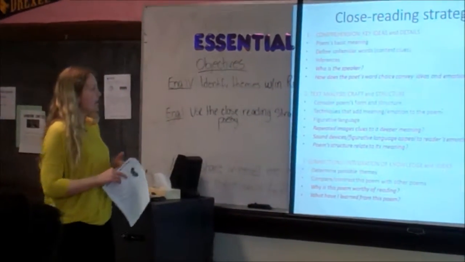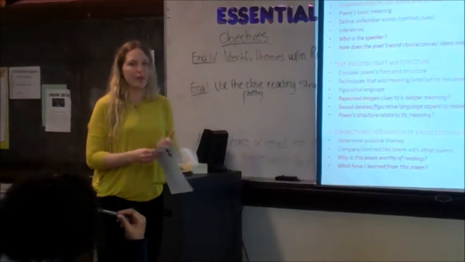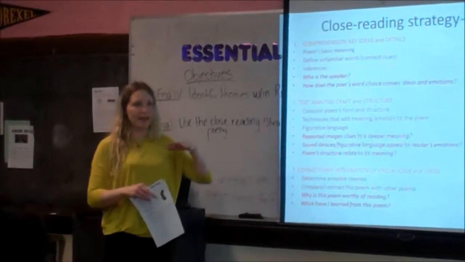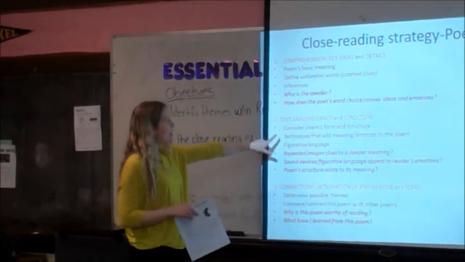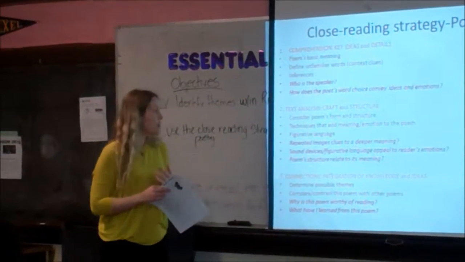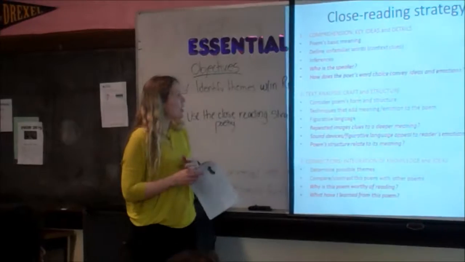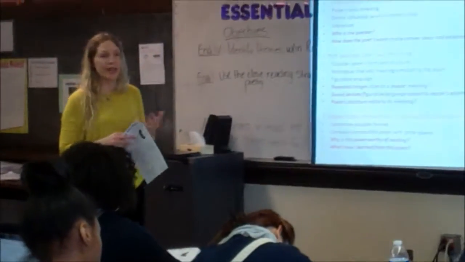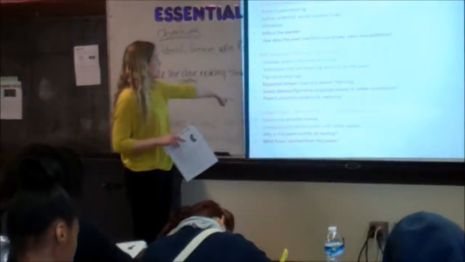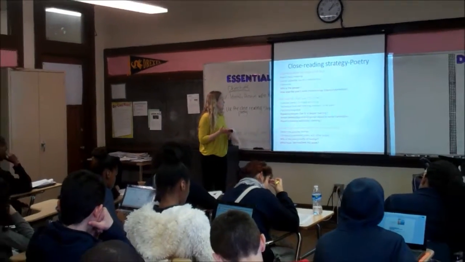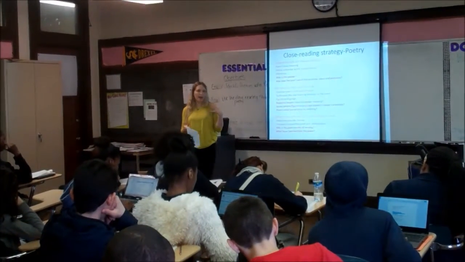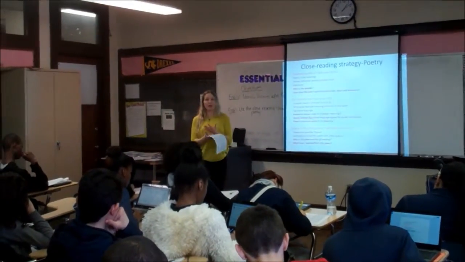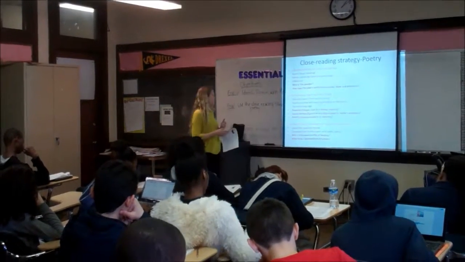Alright, so the second time you read something, you really want to start pulling some information from the poem or the text that goes beyond that basic level reading. So you want to consider the structure and form of the poem or text, techniques that add meaning or emotion to the poem, so techniques maybe like figurative language, sound devices, those sorts of things. Repeated images or clues to a deeper meaning. So oftentimes when a poet especially repeats something throughout the poem, usually that's something that's really important to the poem's message or theme. What is the title?